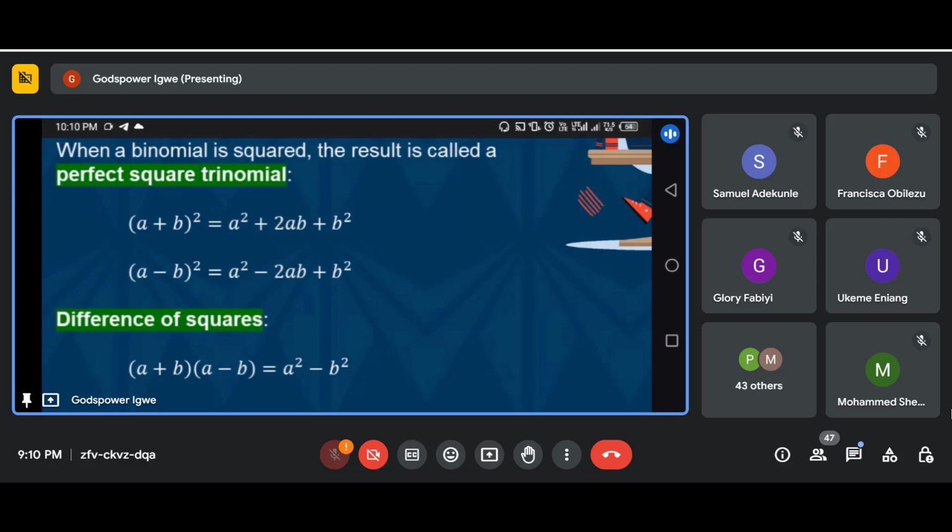2ab is going to be 2 times 2 times 3, which is what? 2 times 2 is 4, 4 times 3 is 12. So our 2ab there is going to be 12. Then our b squared is going to be 3 squared, which is 9. Our answer would have been 4, 12, 9. So it's going to be 4a.